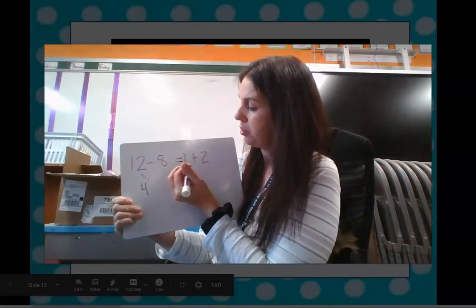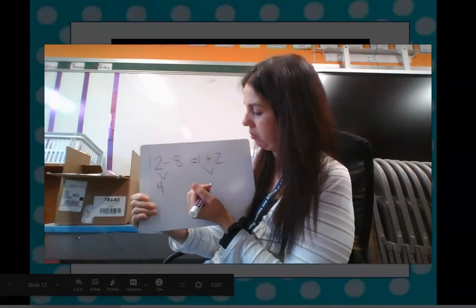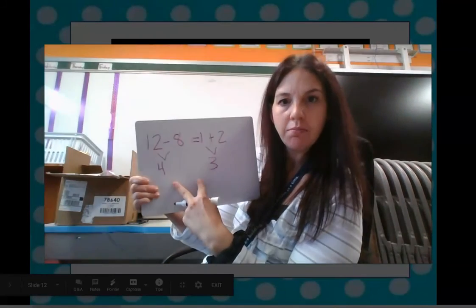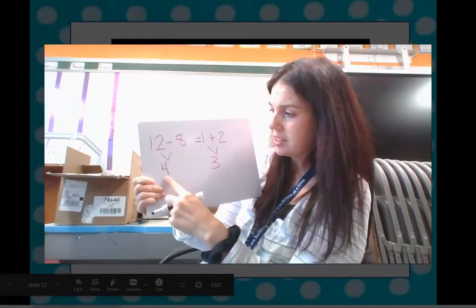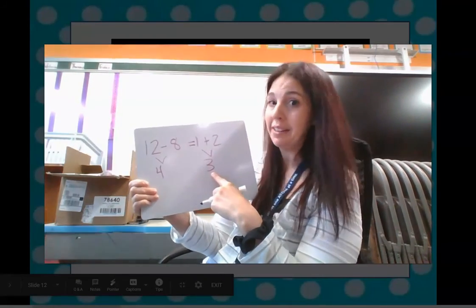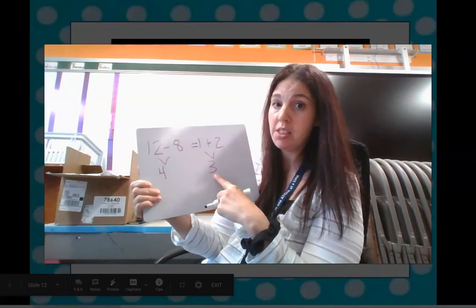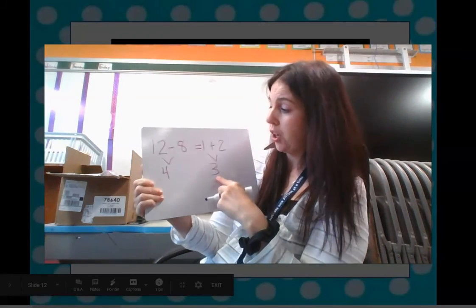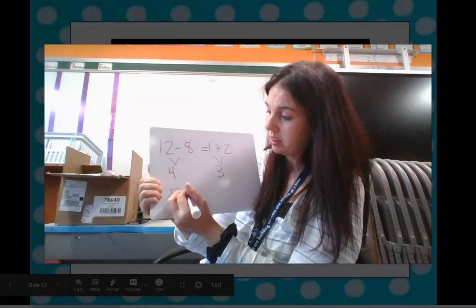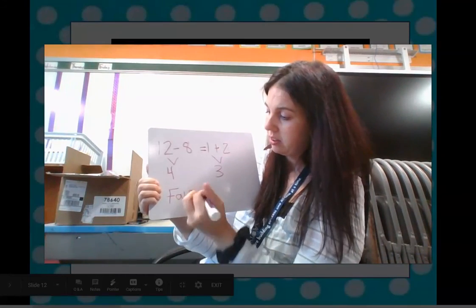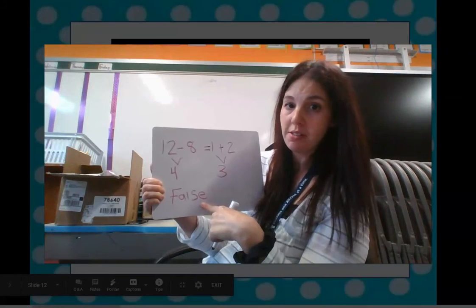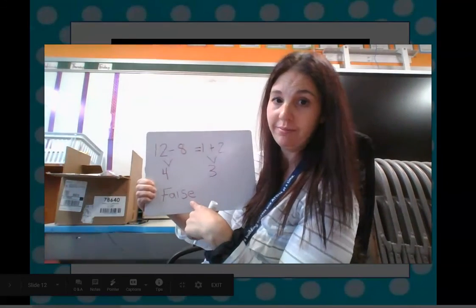1 plus 2. What's 1 plus 2? 3. Are these two equal? Are they the same number? Is this the same as this? No, these are not the same number. This is false. We could say that this is a false. This is not a true statement. It is false. It is not equal.